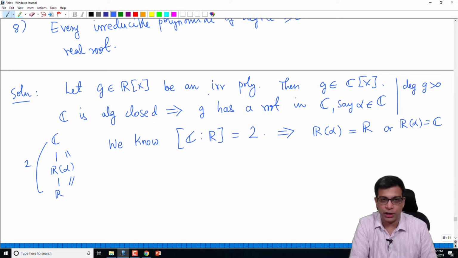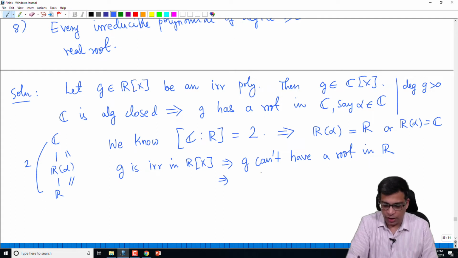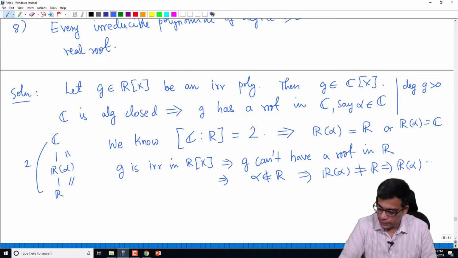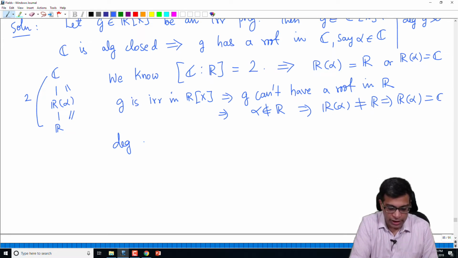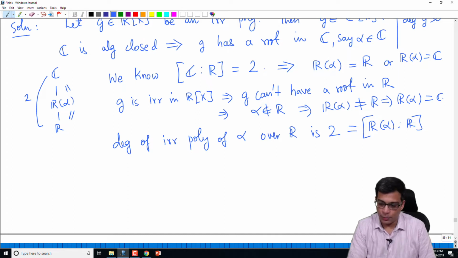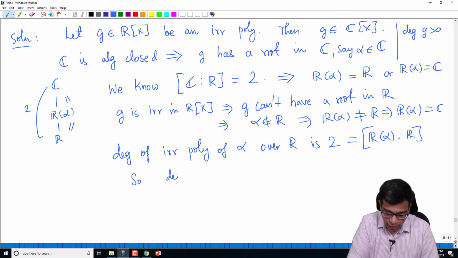But G is irreducible in R[x]. That means it can't have a root. That means alpha can't be in R. That means R(alpha) is not equal to R. But that means R(alpha) is equal to C. But then the degree of the irreducible polynomial of alpha over R is 2, because this is the extension degree, right? Because this is C. So the degree of the irreducible polynomial of alpha over R is 2. But what is the irreducible polynomial of alpha over R? It must be G, right? Because G is already irreducible and alpha is a root of G. So the degree of G.